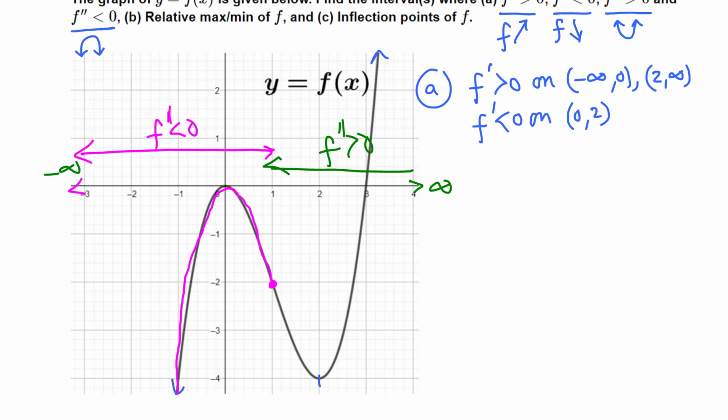So let me write that. Second derivative is positive, concave upward, from 1 through infinity. Second derivative is less than 0, concave downward, all the way through 1.